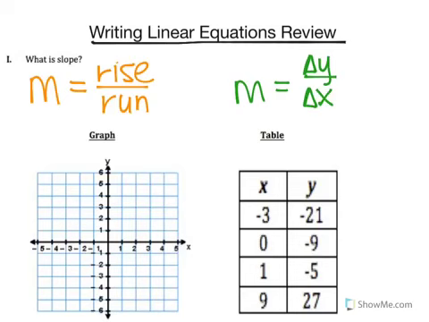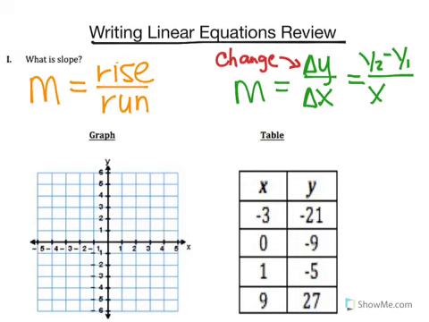Okay? That triangle actually means the word change. And from there, we know that in order to find the change, all we're doing is finding the difference. And difference means to subtract. So that's basically saying y2 minus y1 over x2 minus x1. Okay, so remember, change is the same thing as difference, and difference means that we need to subtract.